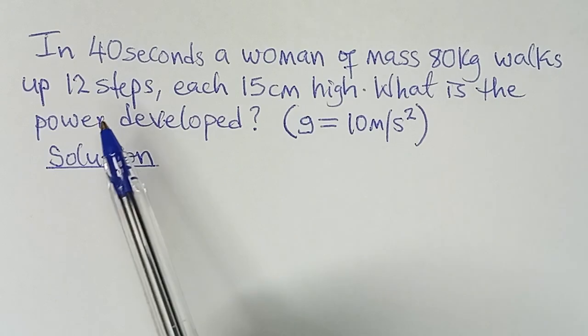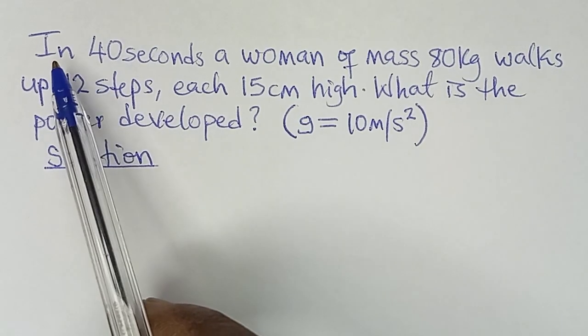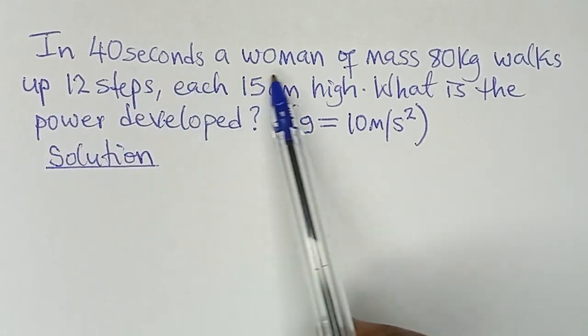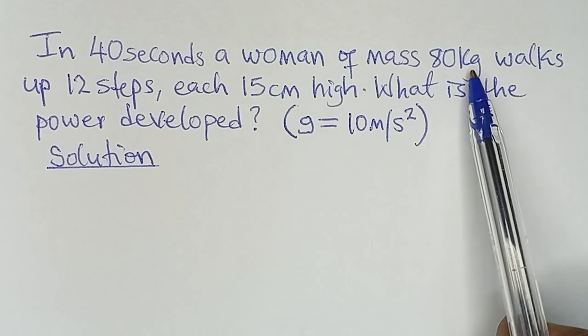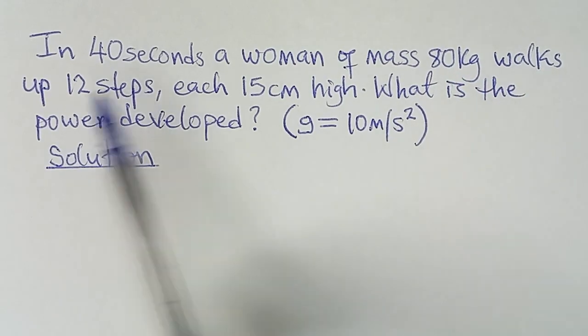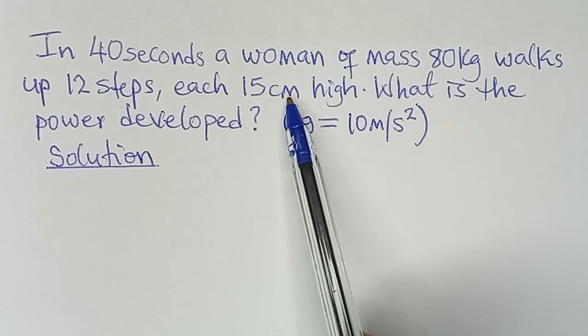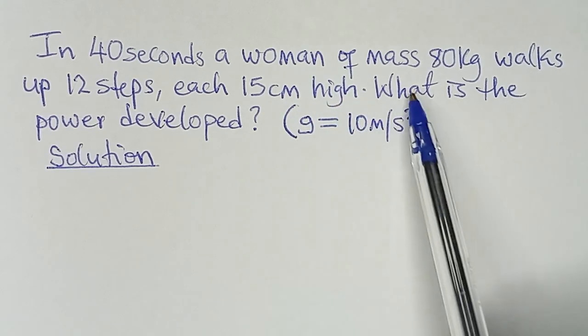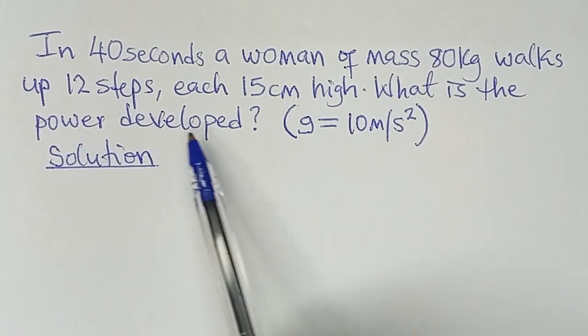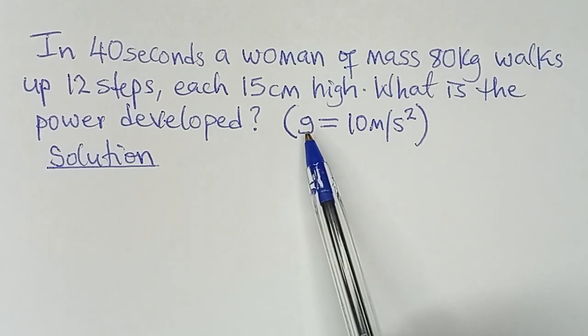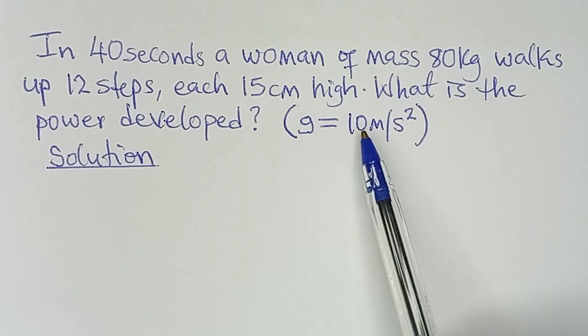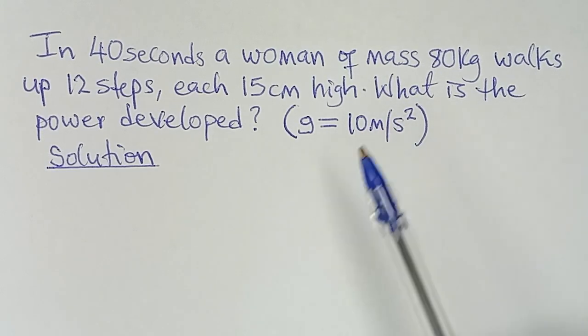Now the question here under power says, in 40 seconds, a woman of mass 80 kilogram walks up 12 steps, each 15 centimeter high. What is the power developed? And we're given acceleration due to gravity as 10 meter per second square.